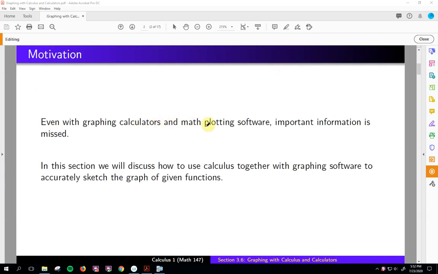Even with graphing calculators and math plotting software, important information is missed. One of the standouts to me is inflection points. I don't know if I've seen software that can accurately pick out inflection points, for example. In this section, we will discuss how to use calculus together with graphing software to accurately sketch the graph of given functions. So that's just one example, inflection points, but we'll see in another example that yet another piece can be missing.